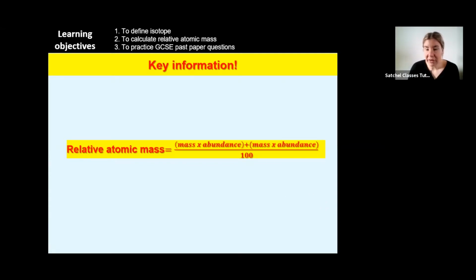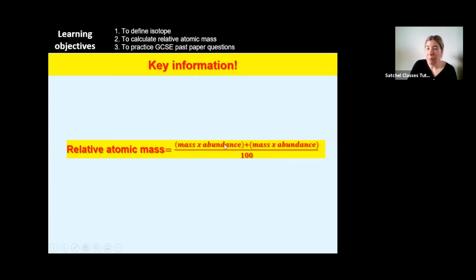Again, I would strongly recommend that you write this down. It'll all become clear in a second. Trust me, we'll do a few examples and you'll think, okay, this makes a little bit of sense now. But at the moment, it's a really good idea to write this down: mass times abundance plus mass times abundance divided by 100.